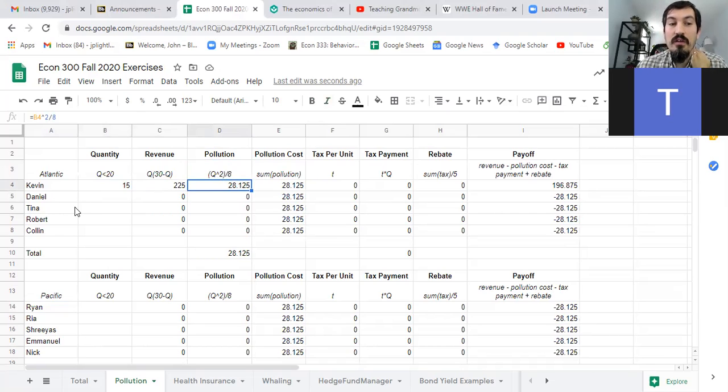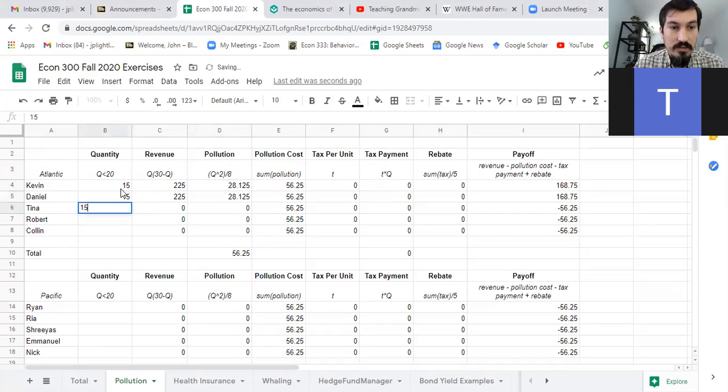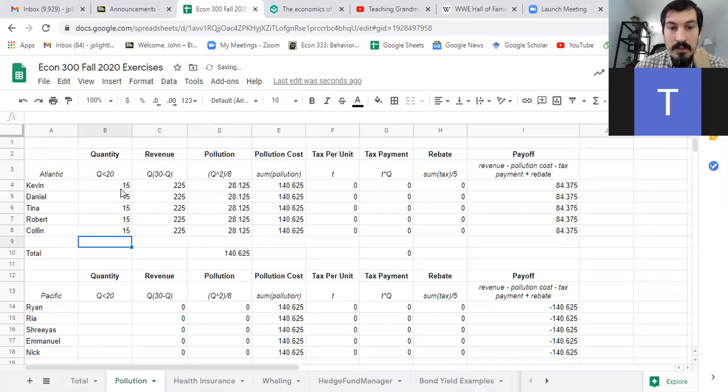What happens is the pollution from all 5 of these firms will be added together. Let's say everybody does 15. Let's see what happens when everyone does 15. Now they each cause a pollution of 28. The total pollution is down here, 140. That is the pollution cost that everyone faces.